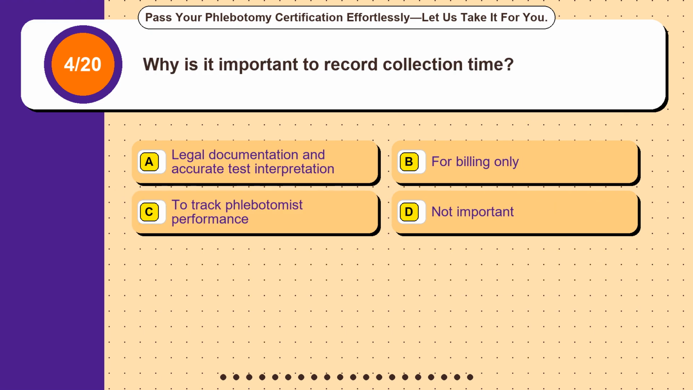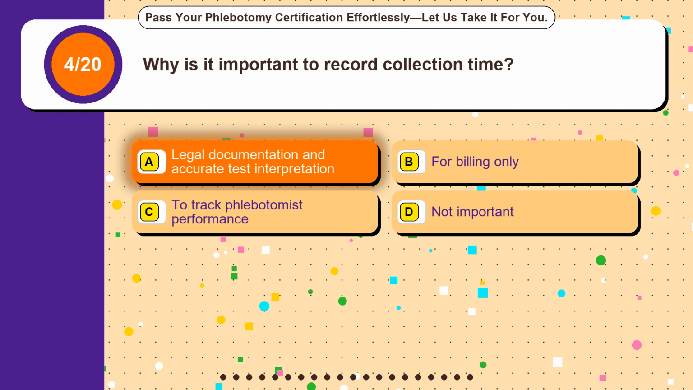Question 4. Why is it important to record collection time? Option A. Legal documentation and accurate test interpretation. Option B. For billing only. Option C. To track phlebotomist performance. Option D. Not important. The correct answer is option A.